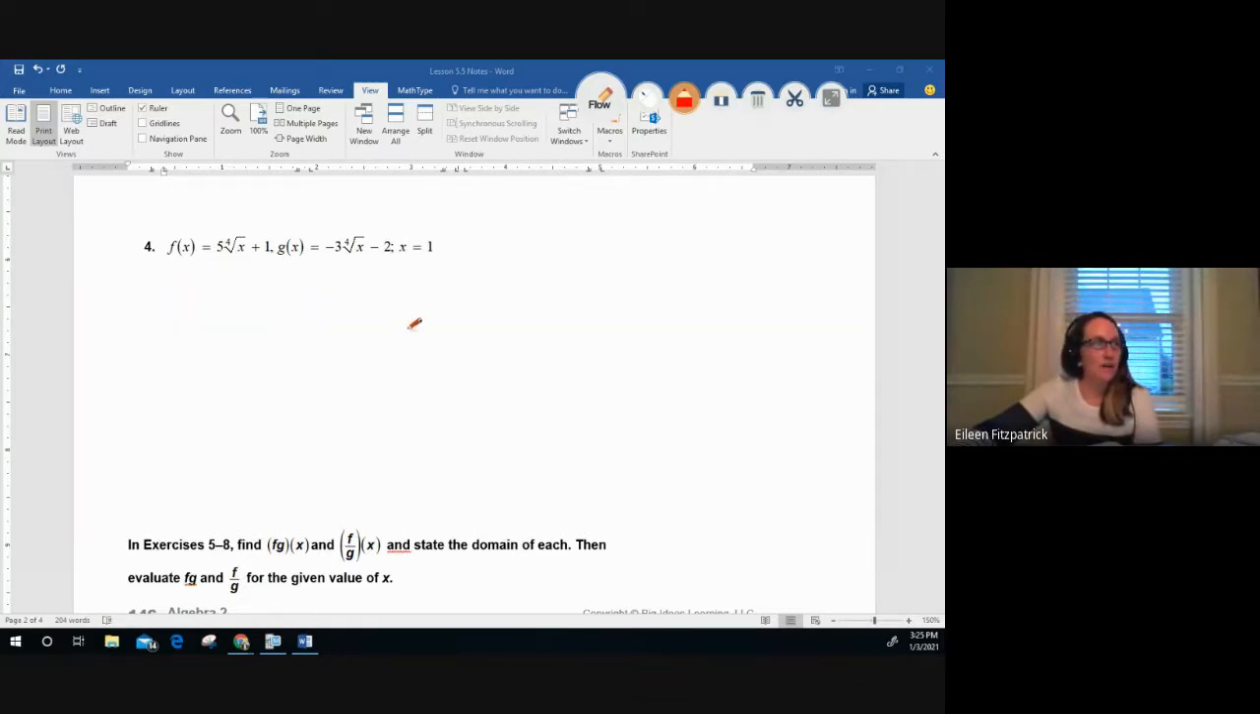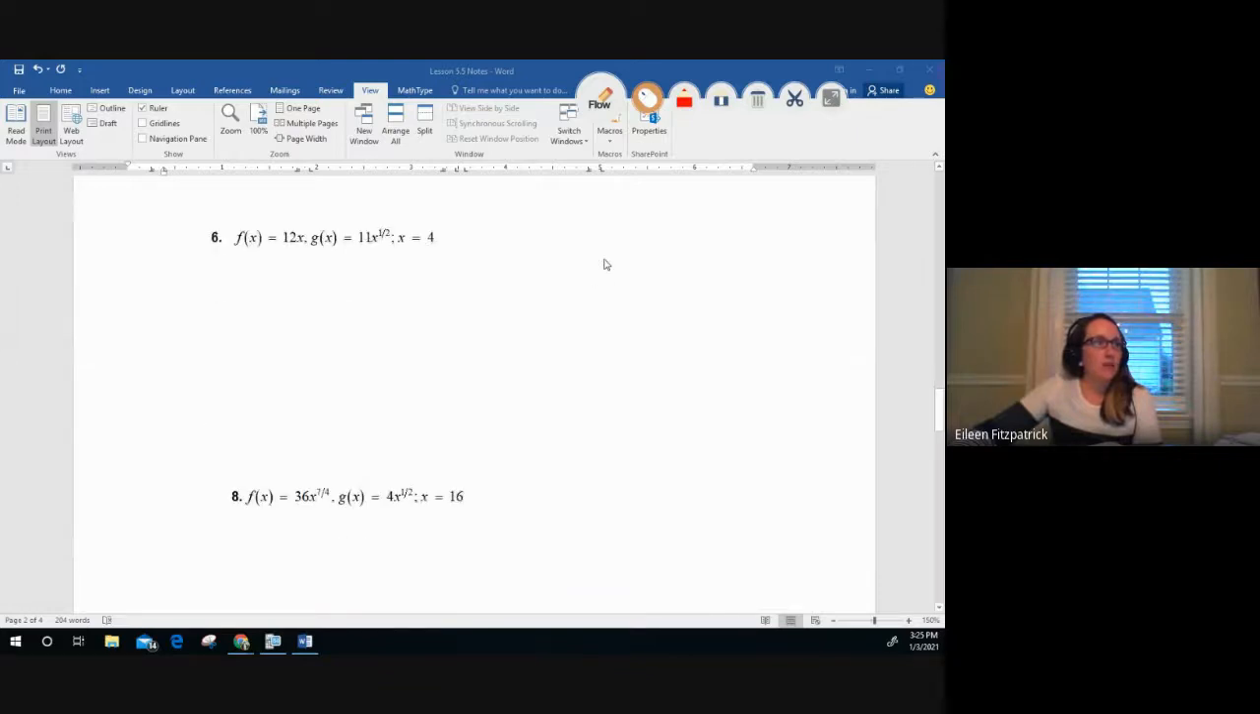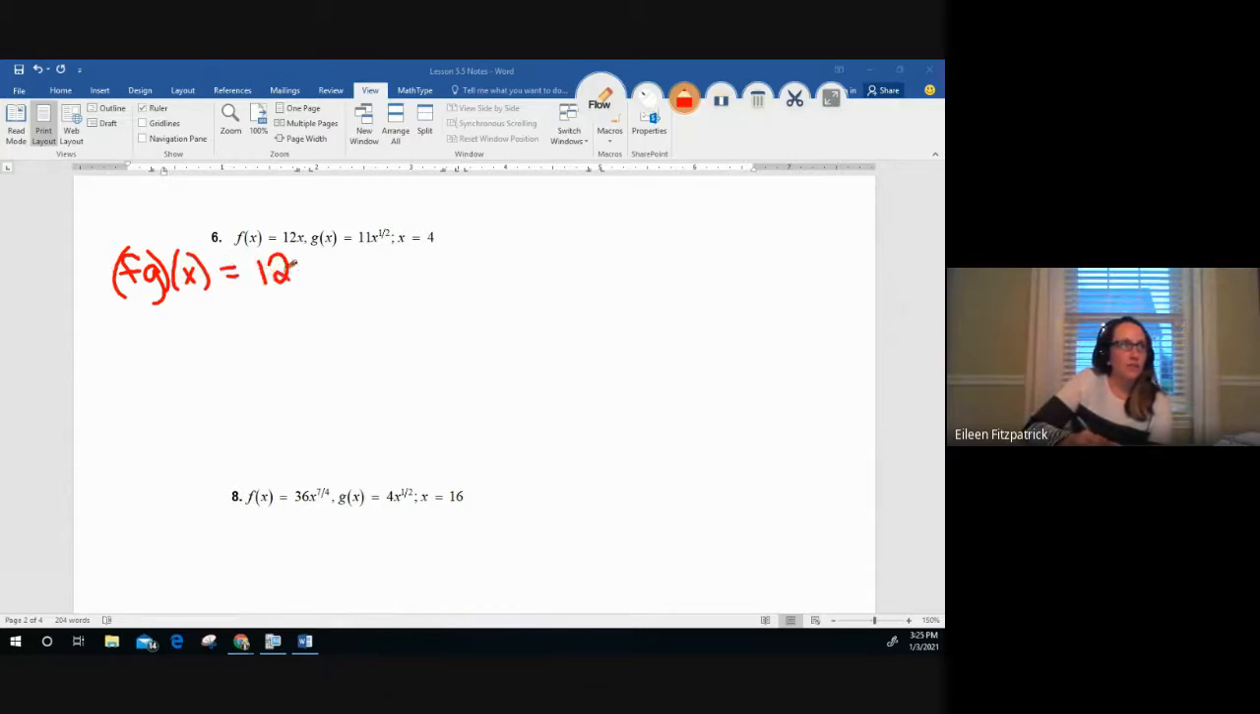All right, 2 more to do. Number 6. So now we're going to multiply and then we're going to divide. Okay, so multiplying first, f times g of x. So we have the f of x function is 12x. The g of x function is 11x to the 1/2. You can multiply in any order. So if you want to rewrite it as 12 times 11 times x to the 1/2, just so everything is next to what it's going to be multiplied by.